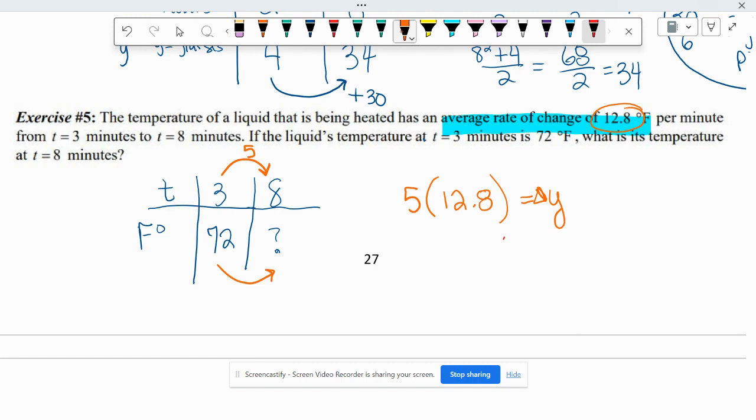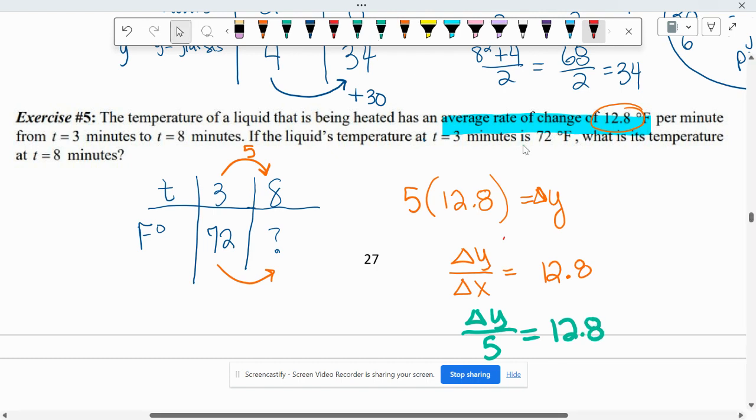Let's talk about why that works. Remember that the change in y over the change in x equals 12.8. That's what this is saying. We don't know what the change in y is, but we know that the change in x is what? We just calculated it. It is 5 minutes. So we don't know what the change in y is, but we know that the change in x is 5. So I'm just plugging it in and solving.